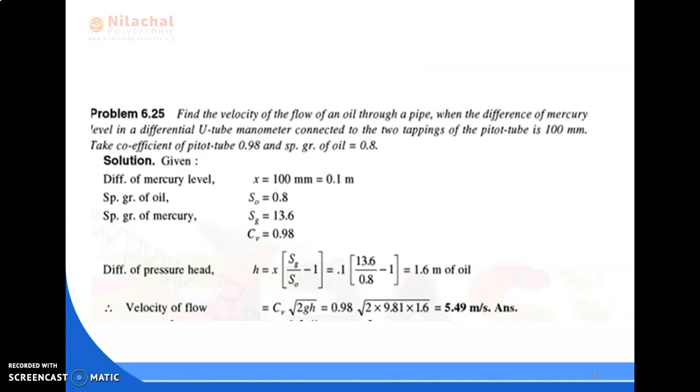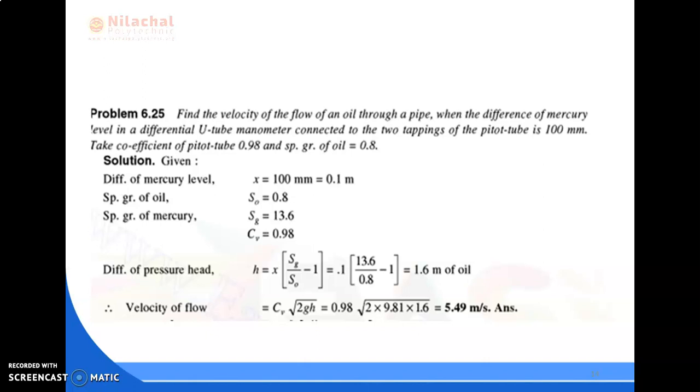Find the velocity of flow of an oil through a pipe when the difference of mercury level in a differential U-tube manometer connected to the two tappings of the pitot tube is 100 mm. Take the coefficient of the pitot tube as 0.98, and the specific gravity of oil as 0.8. So, let us solve it.